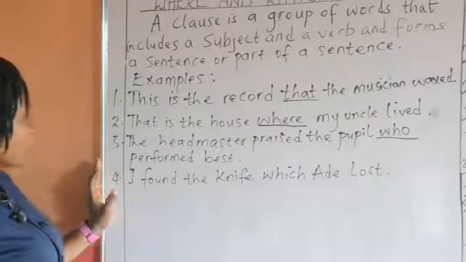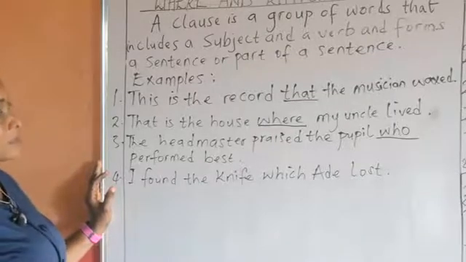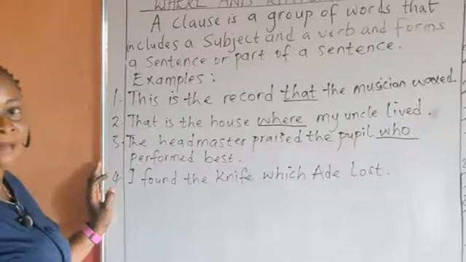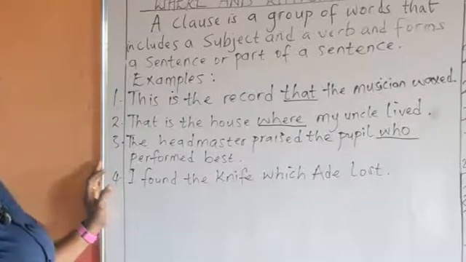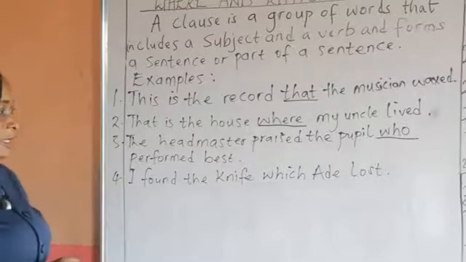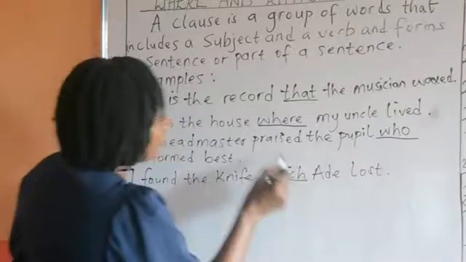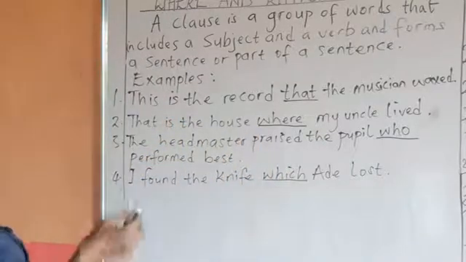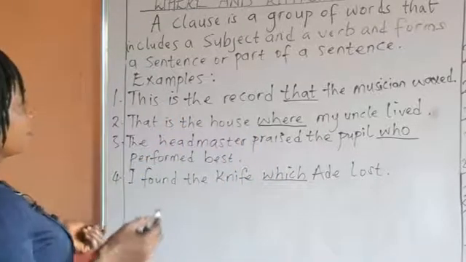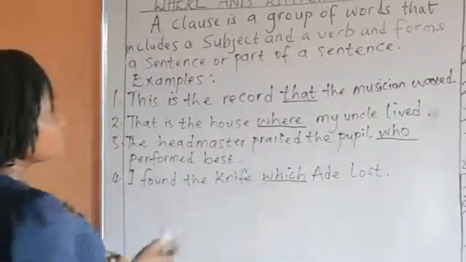The last one, I found the knife which Ade lost. So what do you think is the word we are looking for there? It is the word which. So we have been able to fish out all the clauses in these 4 sentences. That, where, who, and which.